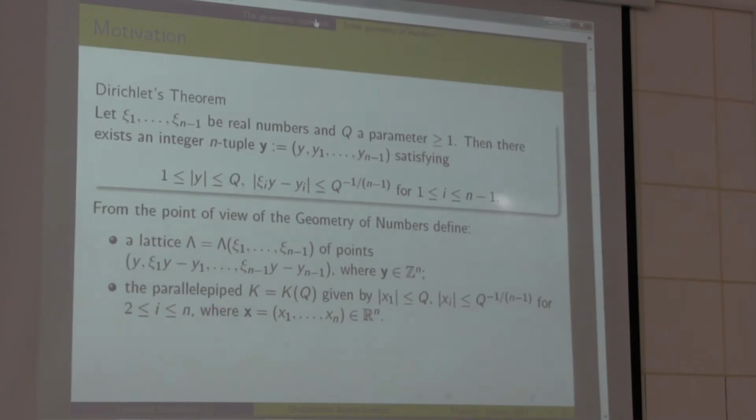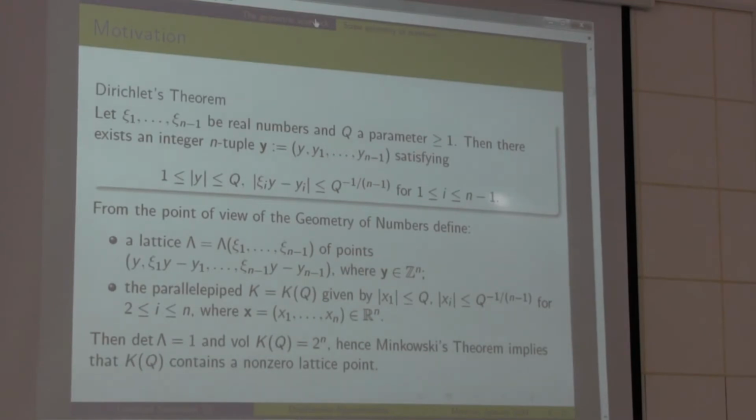You compute the determinant of the lattice. It turns out to be 1, as you easily check when you look at the determinant of those linear forms involved. And you also compute the volume of the convex body K. It does not depend on Q, and it's 2 to the n, where n is the dimension, and hence Minkowski's theorem tells you that K of Q has to contain a non-zero lattice point, and so you're done.